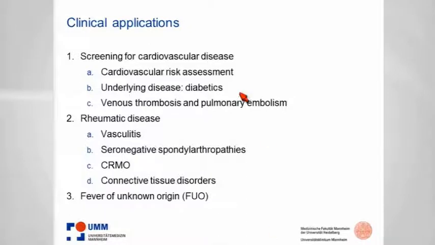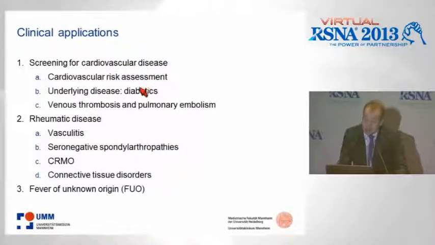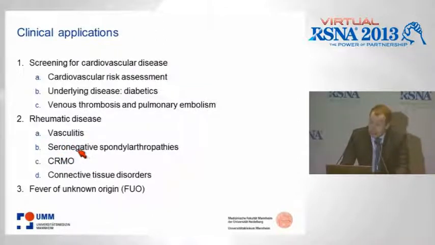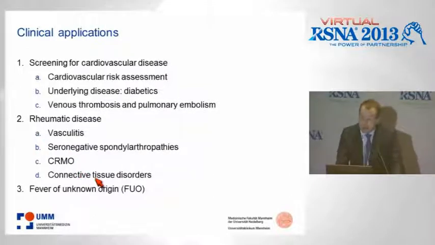So what are these clinical applications? It's a screening for cardiovascular disease, not just for normal individuals, but really for risk assessment, for assessment of underlying disease, particularly in affected groups such as diabetics, looking in venous thrombosis and pulmonary embolism in a radiation-free protocol, but then the huge area of rheumatic disease such as vasculitis, seronegative spondyloarthropathies, chronic recurrent multifocal osteomyelitis, and connective tissue disorders. And also a very nice application in clinical routine is for immunocompromised patients going, for example, bone marrow transplant, the assessment of fever of unknown origin.